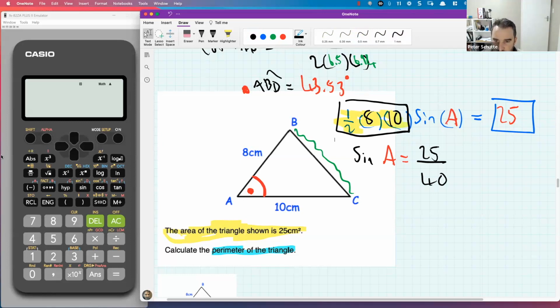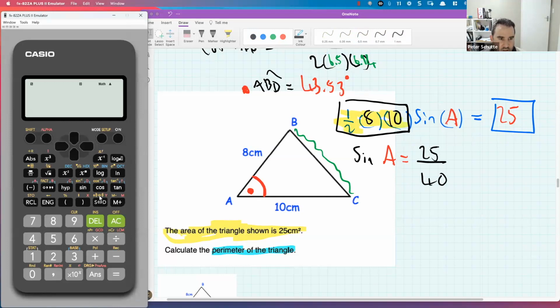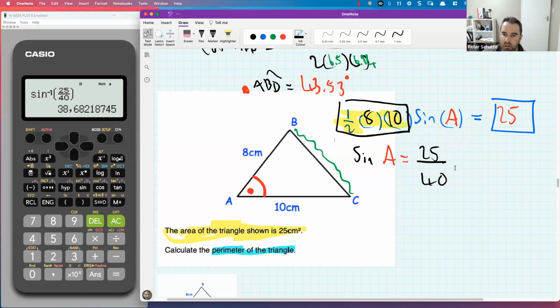And so now I'm just going to use inverse sine. So inverse sine, fraction 25 over 40. And I get 38.68. So this is the size of this one over here. Now we need to find the BC.